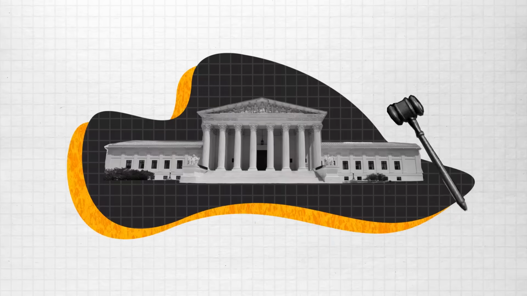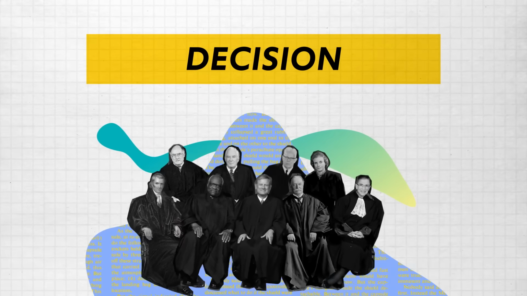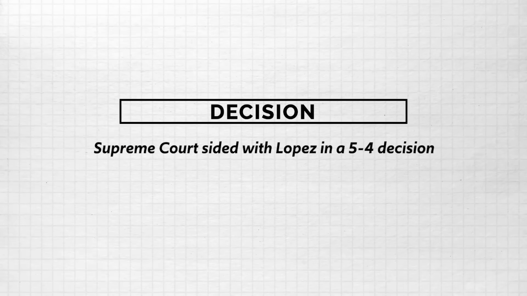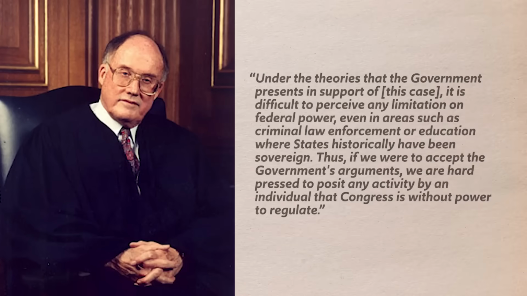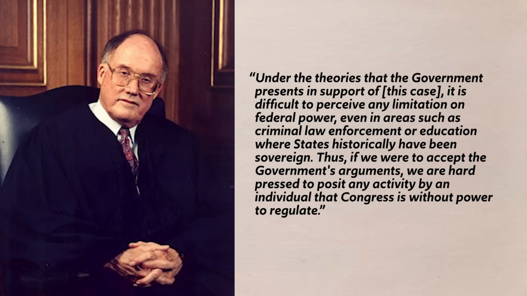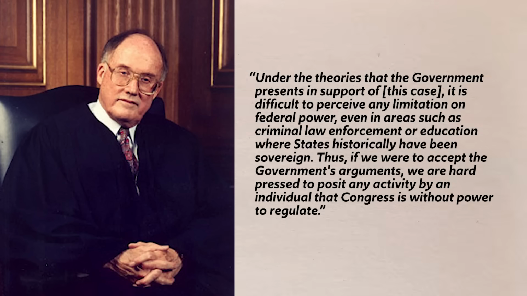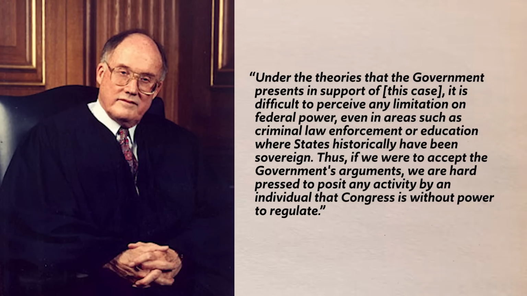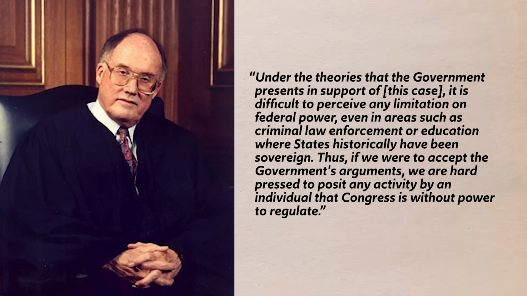So, those were the arguments. Let's see how it was decided. As it turns out, the Supreme Court sided with Lopez in a 5-4 decision, and here's the reasoning from the majority opinion. Under the theories that the government presents in support of this case, it is difficult to perceive any limitation on federal power, even in areas such as criminal law enforcement or education, where states historically have been sovereign.